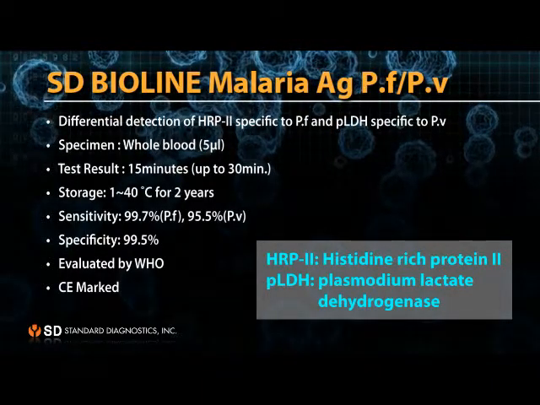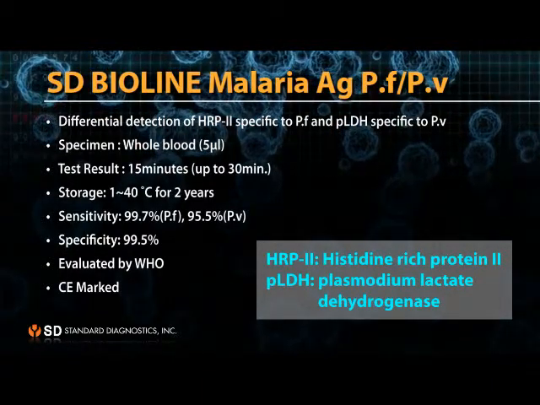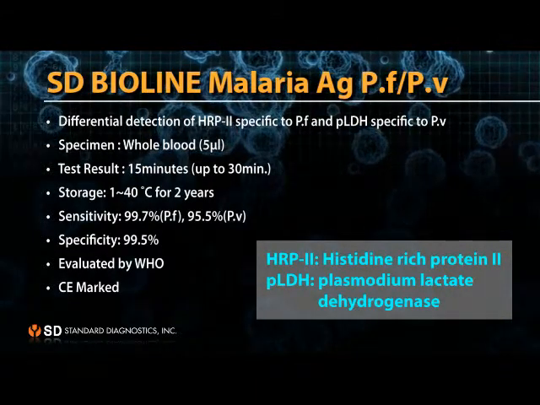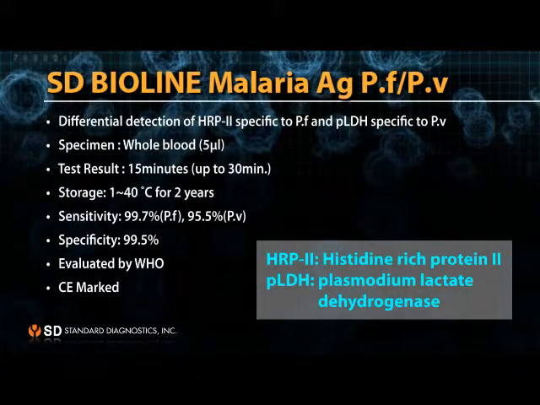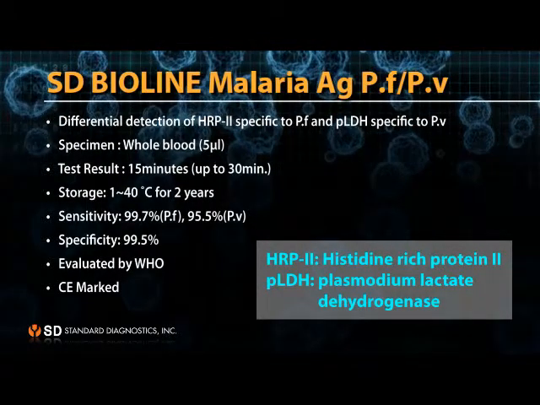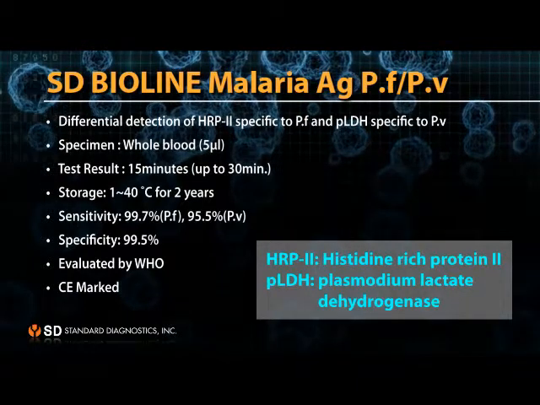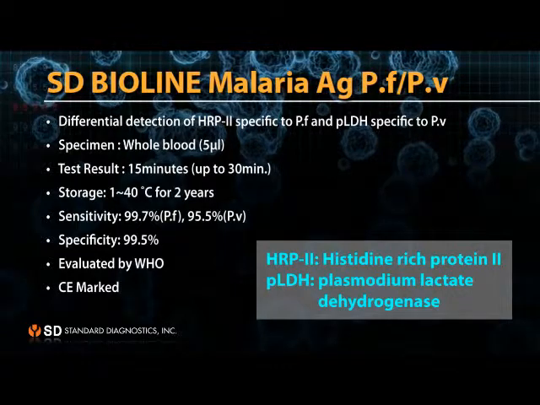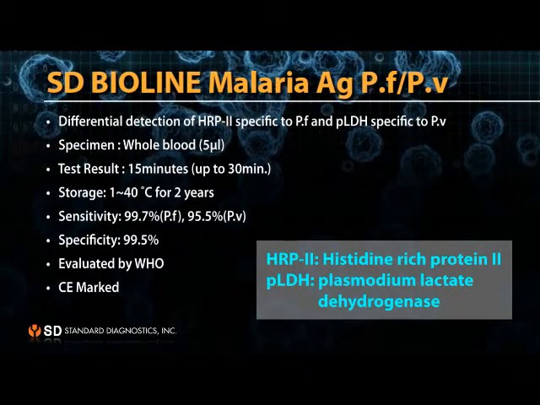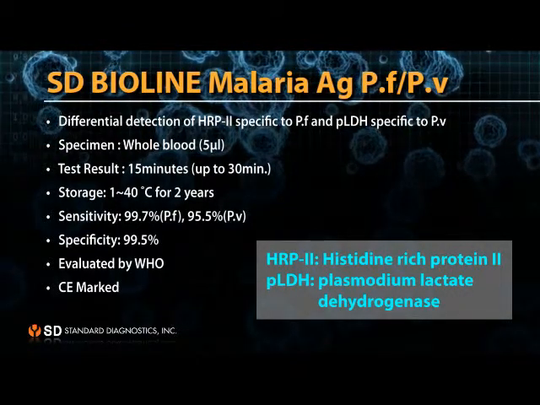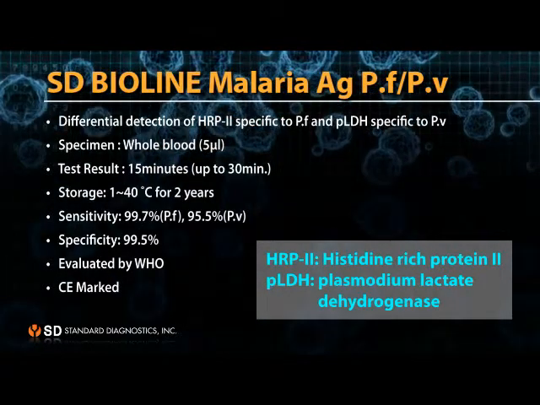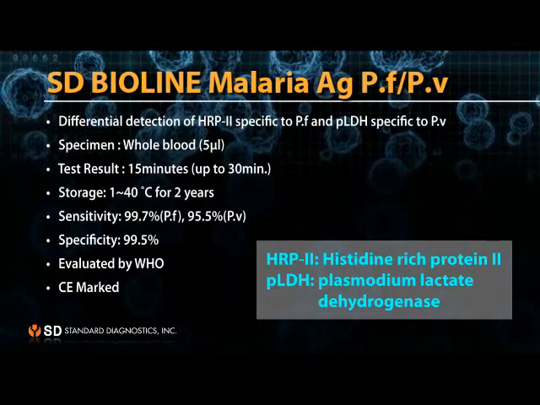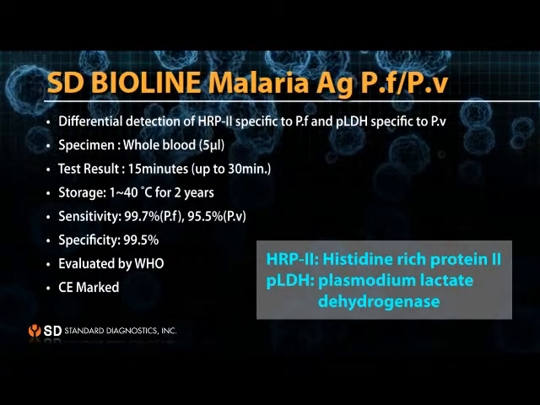The specimen is 5 microliters of whole blood, and the test result takes only 15 minutes. Storage condition is 1 to 40 degrees centigrade for 2 years. Sensitivity is 99.7% for PF, 95.5% for PV, and specificity is 99.5%. This CE-marked SD Bioline Malaria Antigen P.v test was evaluated by WHO with outstanding performance results.